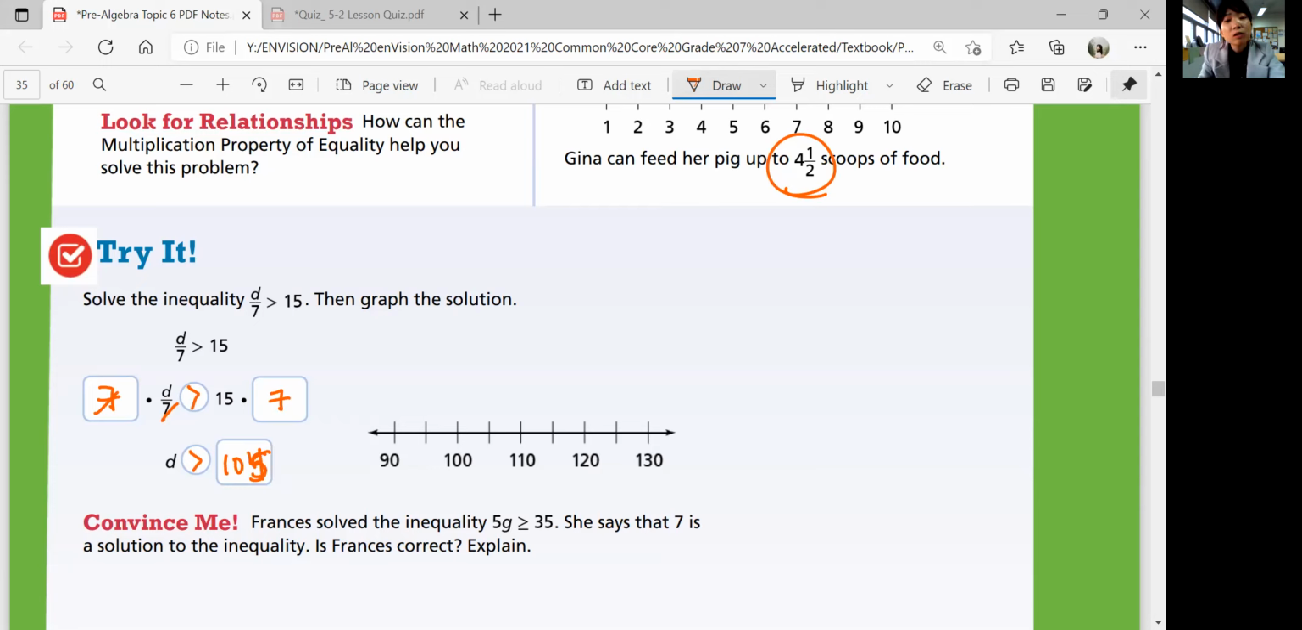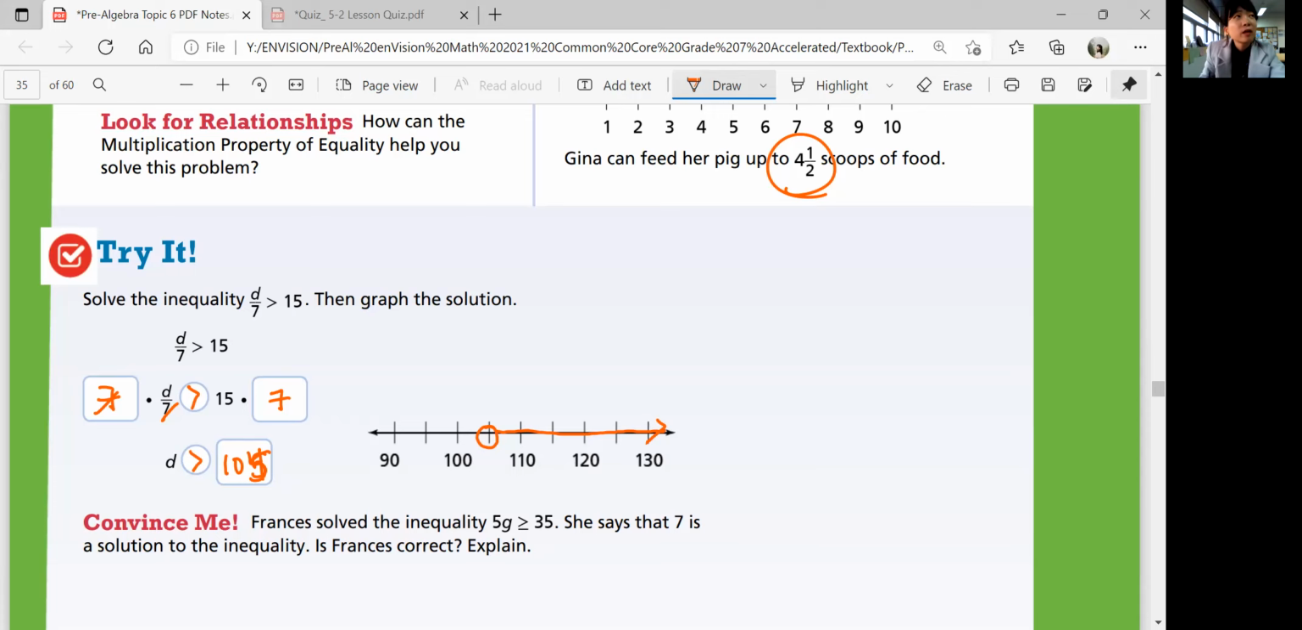Okay, 105 is right here. Do you shade the circle? Is it a closed circle or an open circle? Since it's just greater than, it's not including the 105. So it's an open circle and your arrow goes to the right.